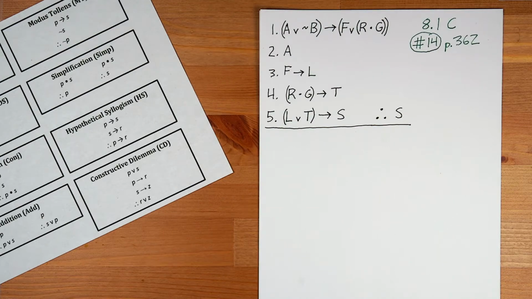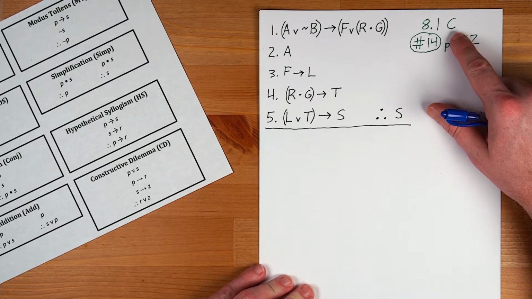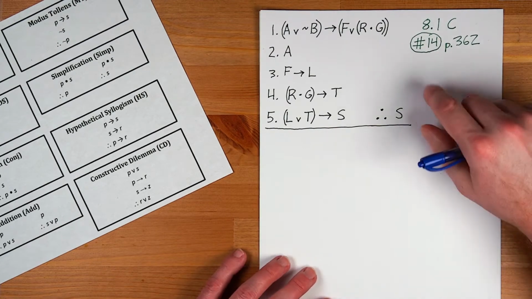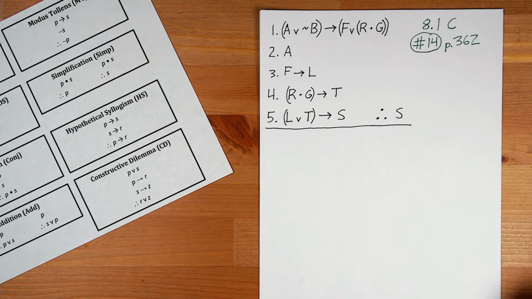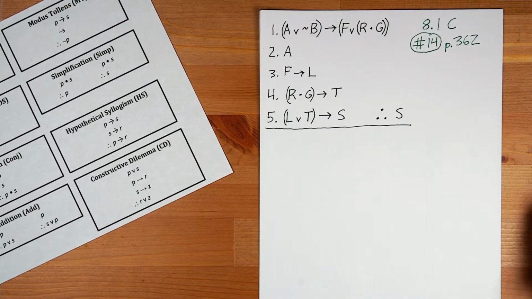Let's do this proof, number 14. This is section 8.1, practice problem set C, page 362. If you didn't watch my last one on number 11, then you might want to check that out, where I explain what a wish list is.